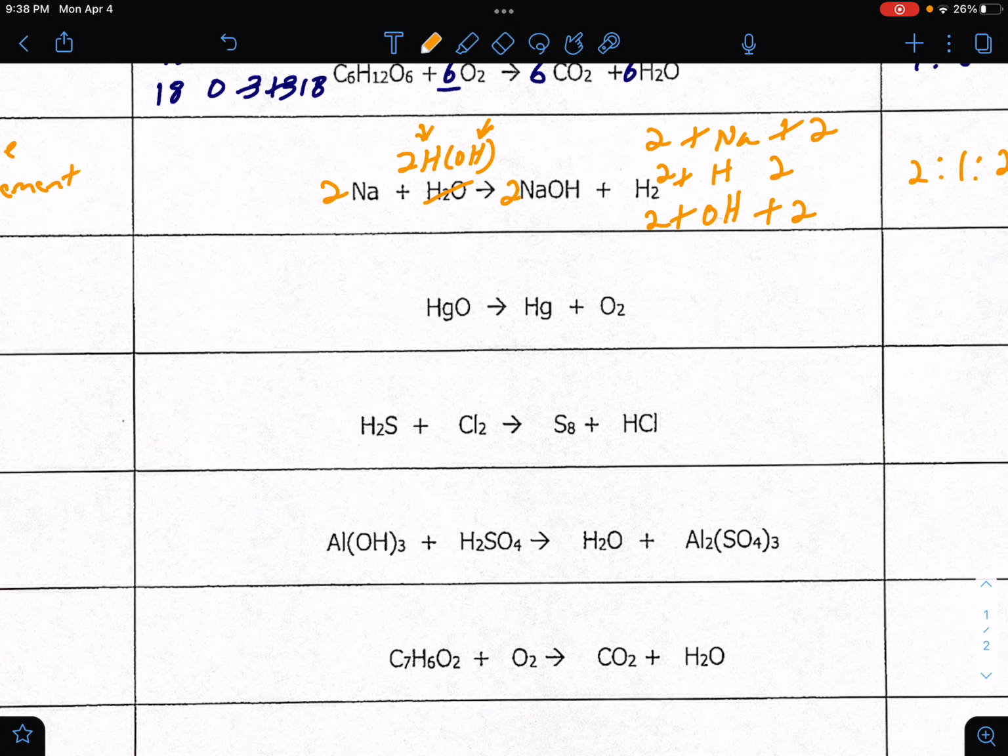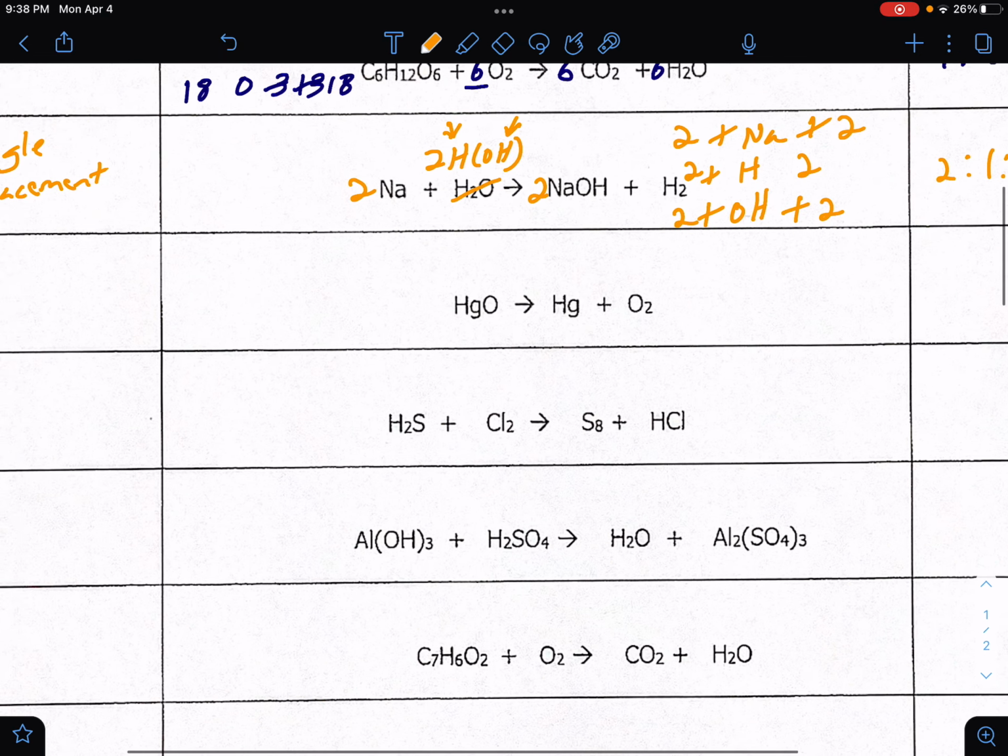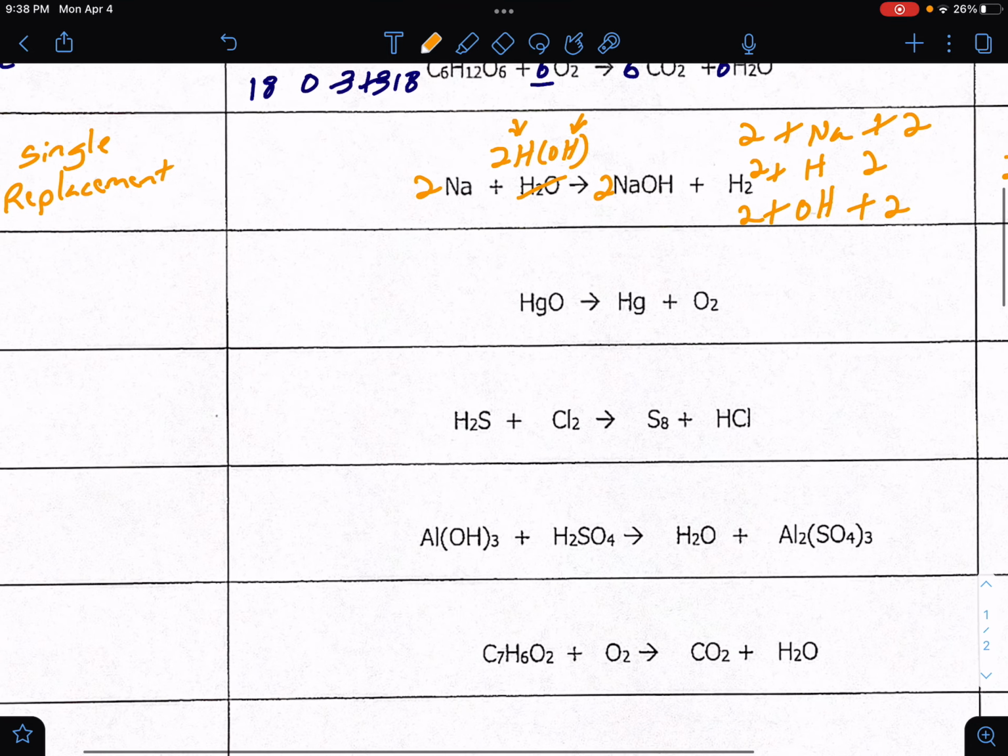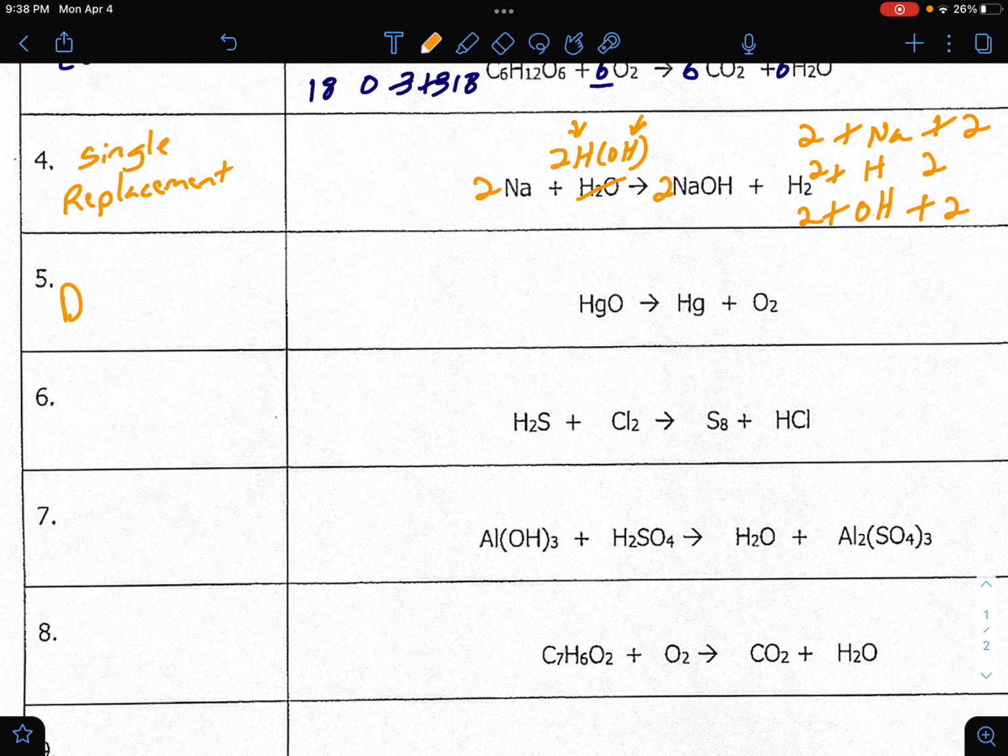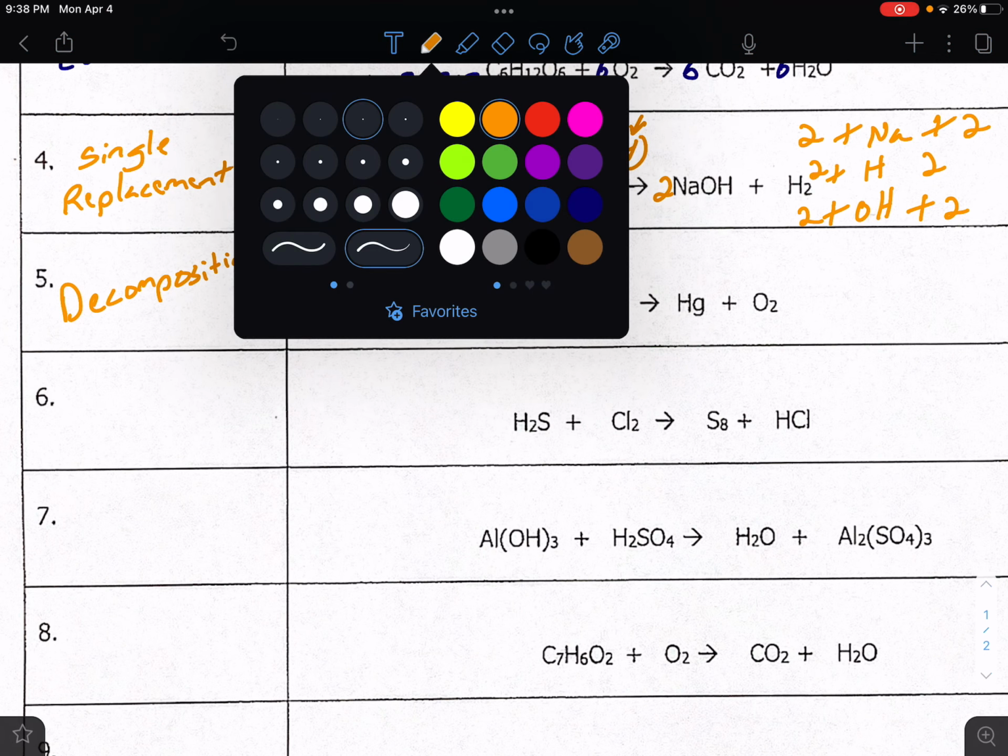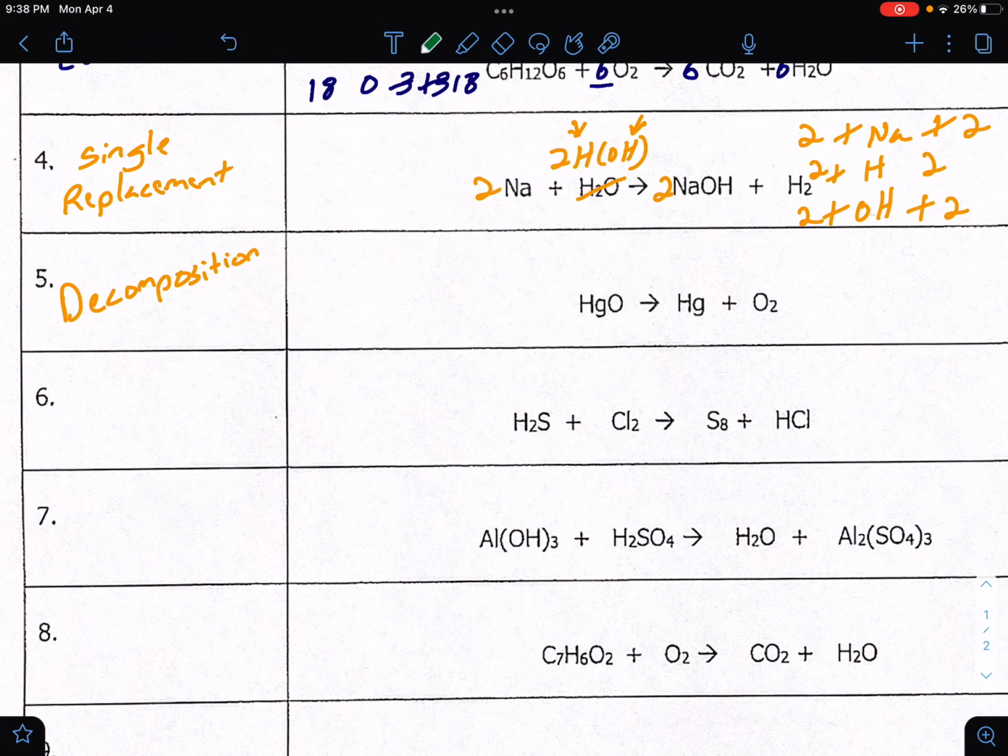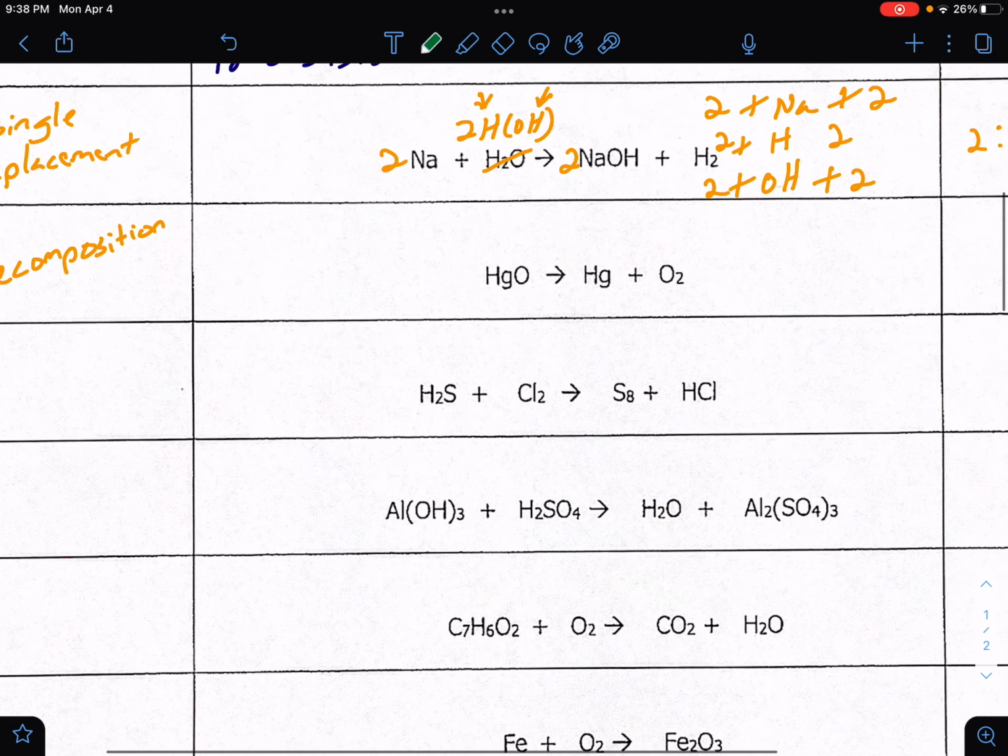So I've got HgO breaks down into Hg and O2. Anytime you take one reactant and break it down into multiple products, that is called decomposition. Okay, and I'll go ahead and switch inks again. So decomposition.